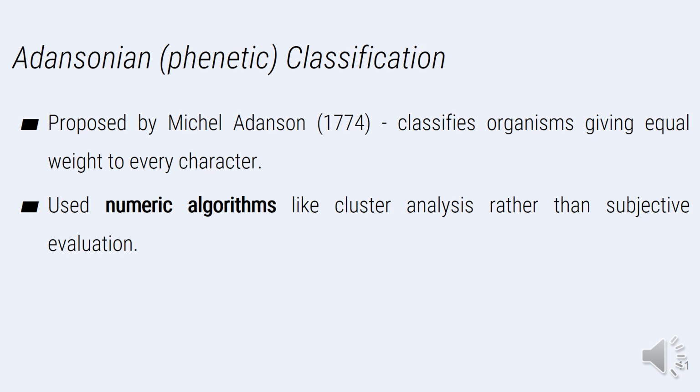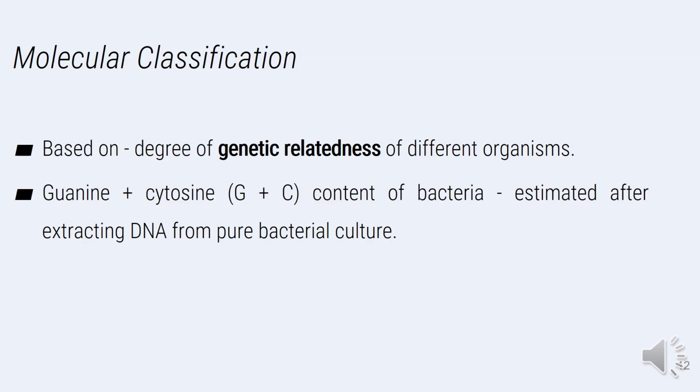Adansonian classification. This was proposed by Michel Adanson in 1774. This classifies organisms giving equal weight to every character. This is used in numeric algorithms like cluster analysis rather than a subjective evaluation. Molecular classification. This is based on the degree of genetic relatedness of different organisms, like guanine and cytosine ratio in bacteria, and it is estimated after extracting the DNA from a pure bacterial culture.